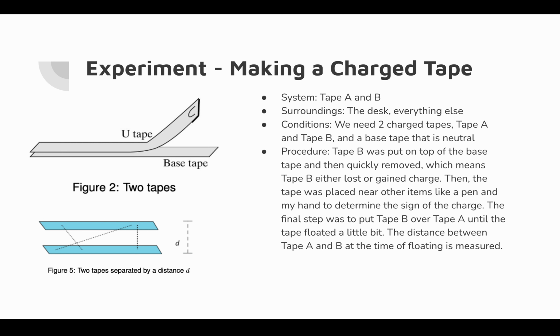As far as the procedures go, tape B was put on top of the base tape and then quickly removed, which means tape B either lost or gained electrons in the process. Then the tape was placed near other items like a pen and my hand to determine the sign of the charge. The final step was to put tape A over tape B until the tape floated a bit, and the distance between tape A and B at the time of floating is measured.